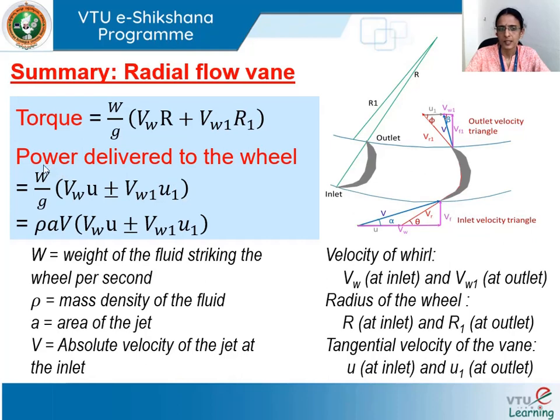And in this case, the mass flow rate W by G can also be written as rho AV, where rho is the mass density of the fluid, A is the area of the jet, and V is the absolute velocity of the jet at the inlet. And in this expression, VW and VW1 are the velocity of whirl at the inlet and the outlet respectively, which are the tangential components of the absolute velocity of the jet at the inlet and the outlet. U and U1 are the tangential velocity of the vane at the inlet and the outlet respectively.